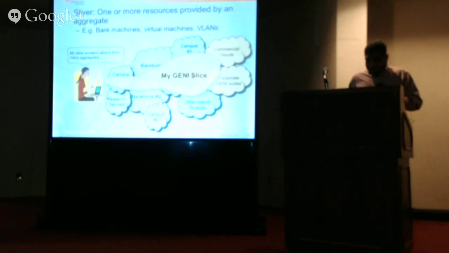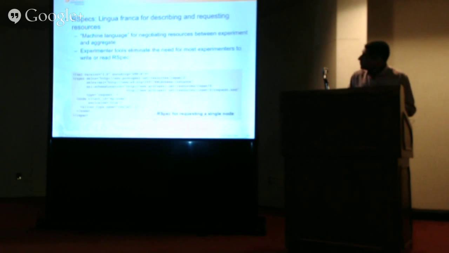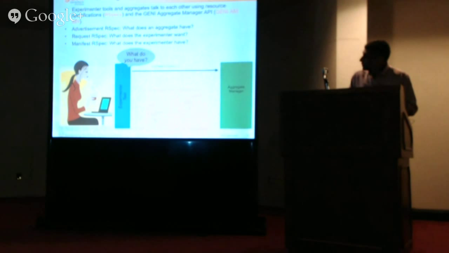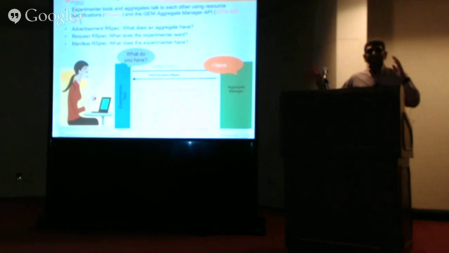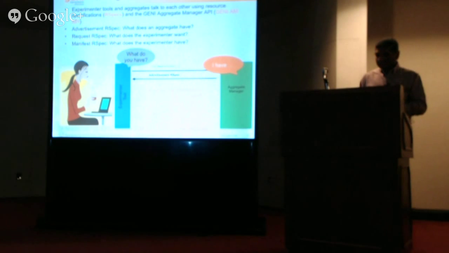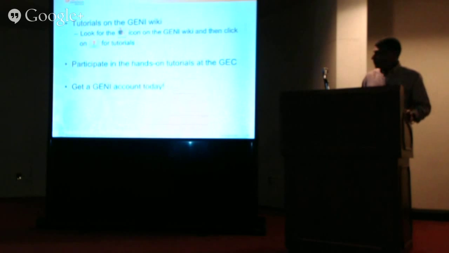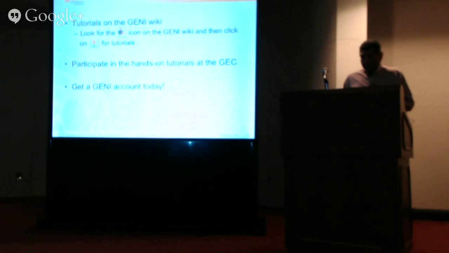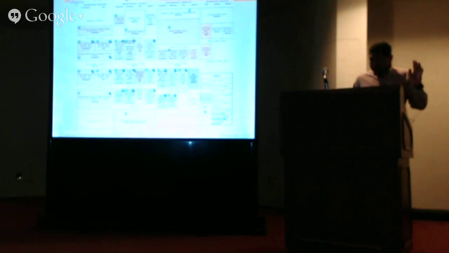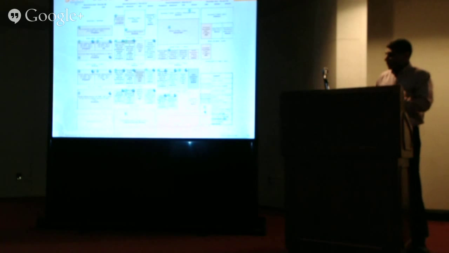Given that we have a few minutes, this part just says that when you get resources, there's actually a formal language to describe resources, and your tool or the experimenter uses this to talk to GENI. Unfortunately, we are out of time for a demo, but what I would like to do before we leave and go to the lightning talks is give you a quick tour of the agenda.